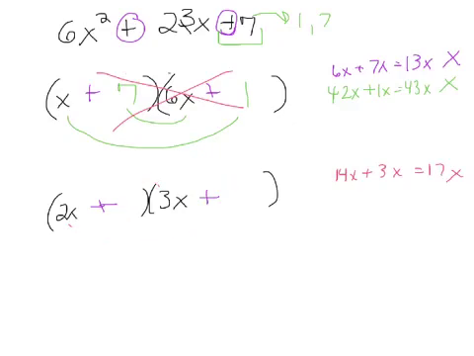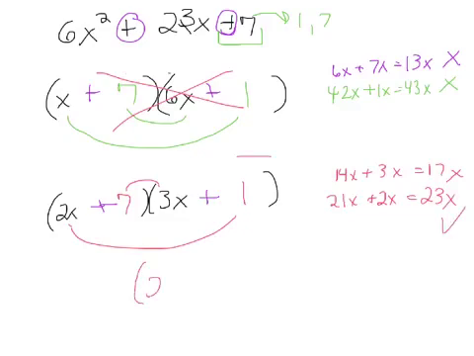Instead of doing 1 and 7, let's try 7 and 1. Once again, check my inner, check my outer. I deal with 21x plus 2x, and I get 23x. So yes, this is indeed my solution, which is what I found earlier.